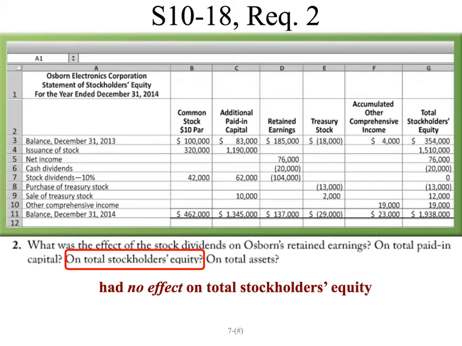We're also asked, what is the effect on total stockholders' equity? There is no overall effect on total stockholders' equity. If we go across to column G for row 7, stock dividends 10%, we see the total stockholders' equity account is 0. So the answer there is 0.